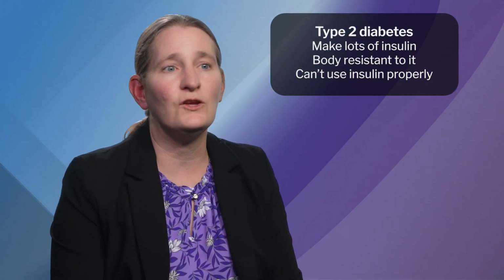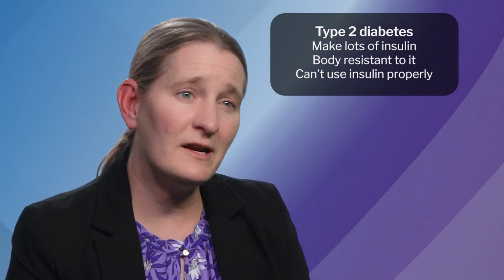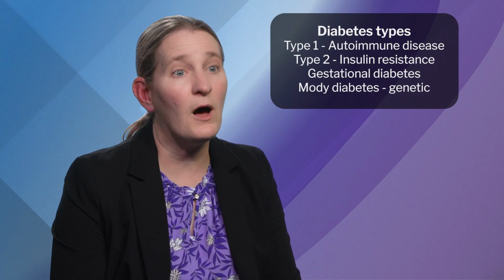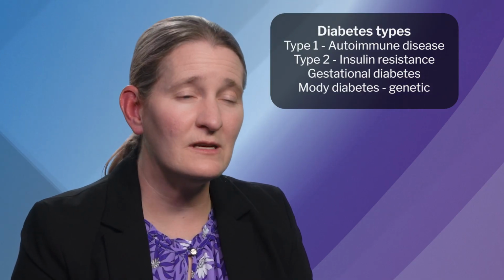Type 2 diabetes is different. It's when you make lots of insulin, but you're resistant to it, so you can't use it properly. It's what we usually see in adults, but we actually diagnose quite a few children with type 2 diabetes as well. Other types of diabetes may be gestational diabetes, which you would see in a mom who's pregnant. You may also develop a form of diabetes called MODY, which is a very genetic type of diabetes. And then some medications can lead to the development of diabetes as well.